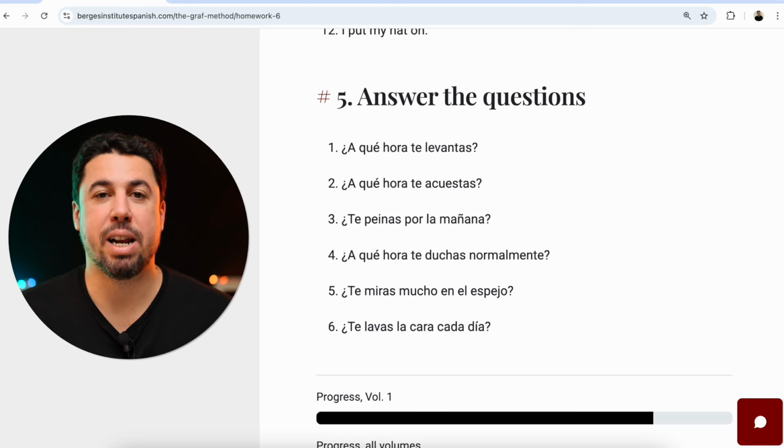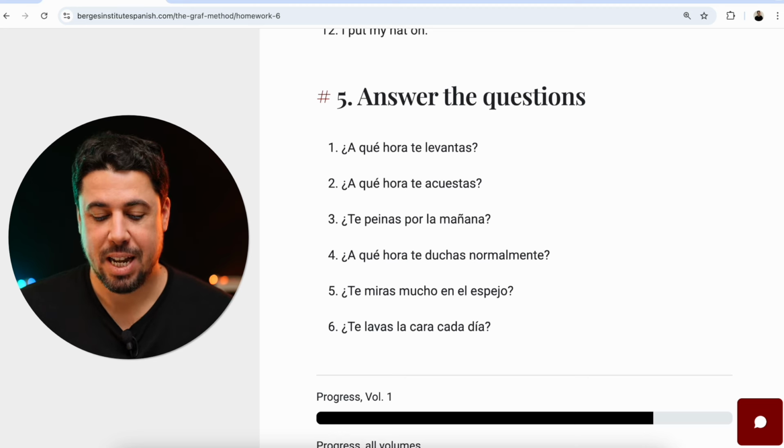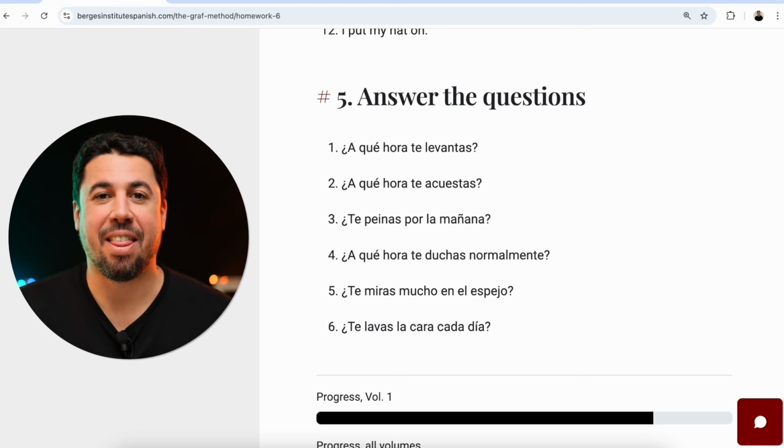¿Te miras mucho en el espejo? Sí, me miro mucho en el espejo. ¿Te lavas la cara cada día? Do you wash your face every day? Sí, me lavo la cara cada día.